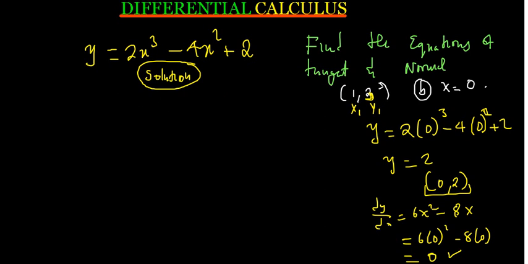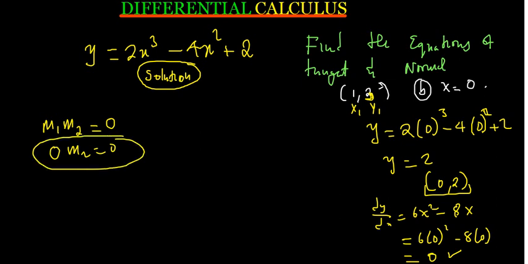And then from here, let's also find the gradient of the normal. Now for the normal, you know that m1 multiplied by m2 is equal to negative 1. So if I put the first gradient I found, 0, so this is 0 multiplied by m2, that is going to be 0. 0 multiplied by m2 is 0. So this one doesn't exist. In other words, we don't have the gradient of the normal, right? It doesn't exist. Okay? It doesn't exist.